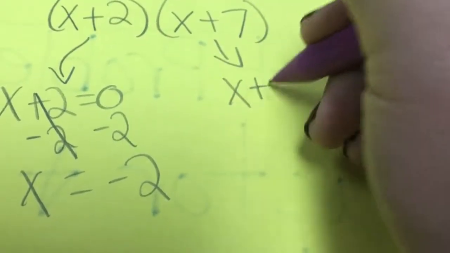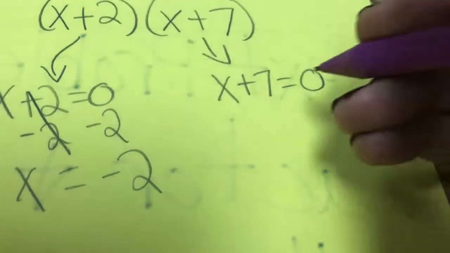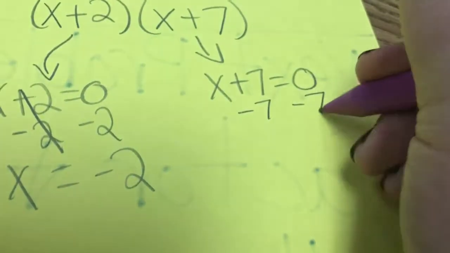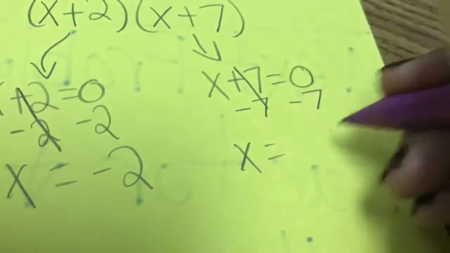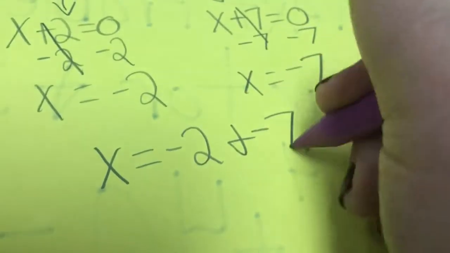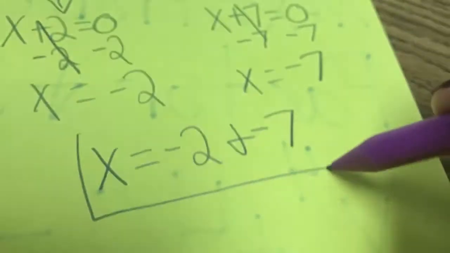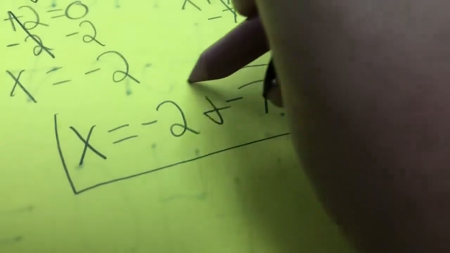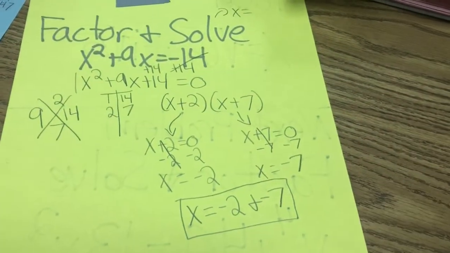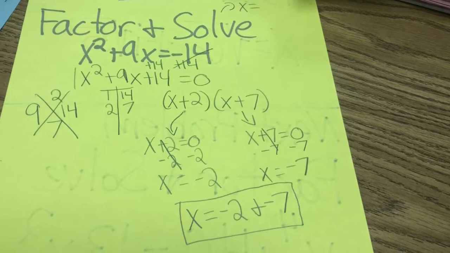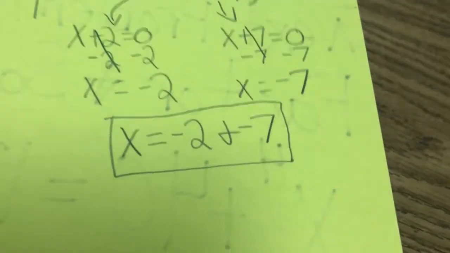Then I have my second parentheses. I have x plus 7 equals 0. I want x by itself, so I'm going to minus 7 minus 7. 7 minus 7 cancels out. I'm left with x equals negative 7. So my answer should have looked like this if you were going around in the scavenger hunt. That was for when x squared plus 9x equals negative 14 was factored and solved for our two answers.